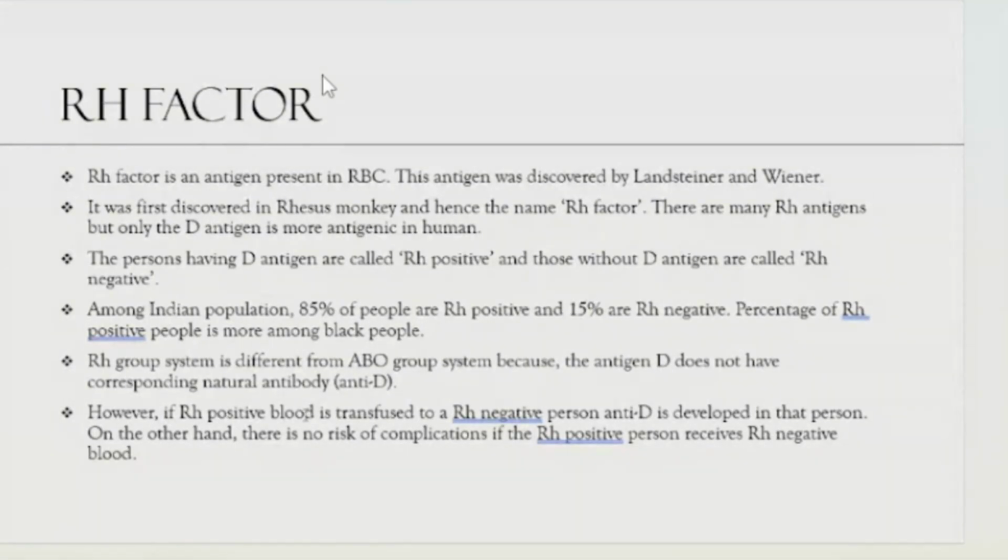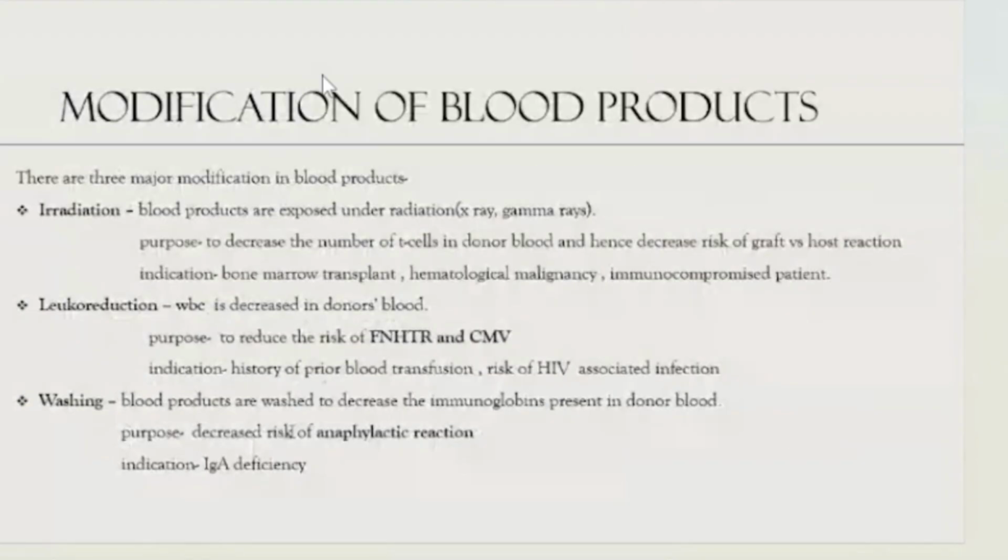However, if Rh positive blood is transfused to an Rh negative person, anti-D is developed by the immune system of that person. On the other hand, there is no risk of complication if an Rh positive person receives Rh negative blood. Moving forward, as I said, the ABO blood group is one important thing.